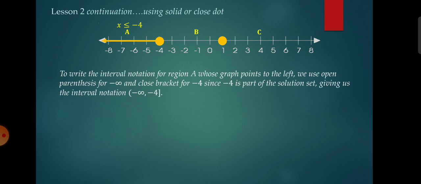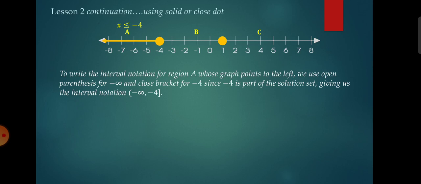So to write the interval notation for region A, whose graph points to the left, we use open parentheses for negative infinity and a close bracket for negative 4. Why? Since negative 4 is part of the solution. So ganina, open close parentheses atong gamit tungod kay open dot man siya. Pero karon close dot naman.